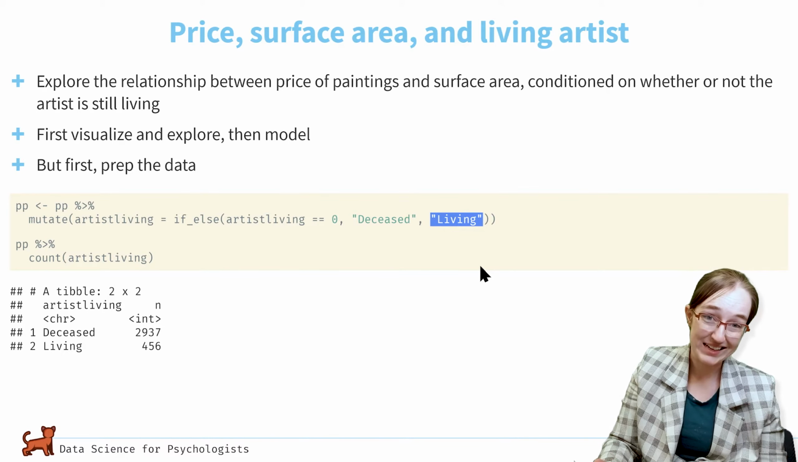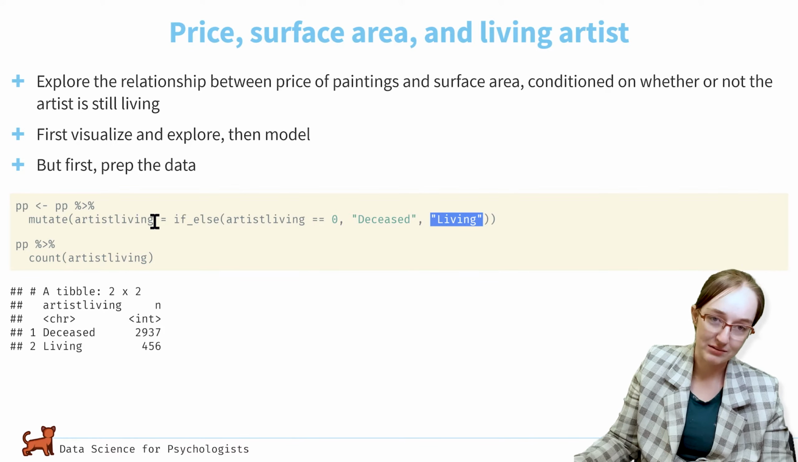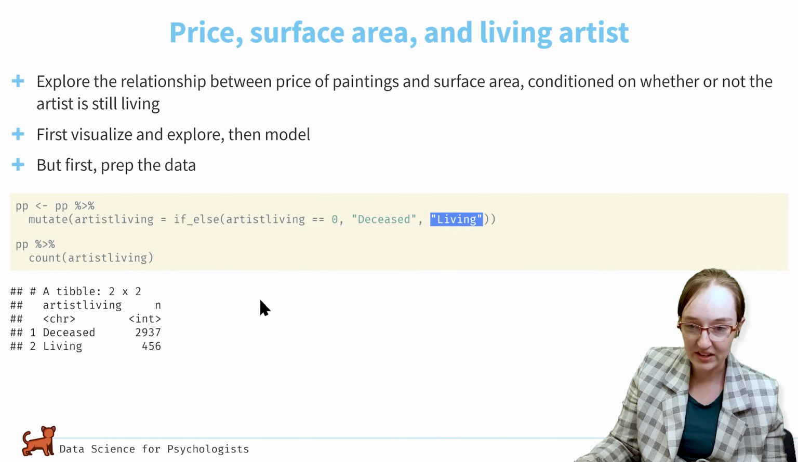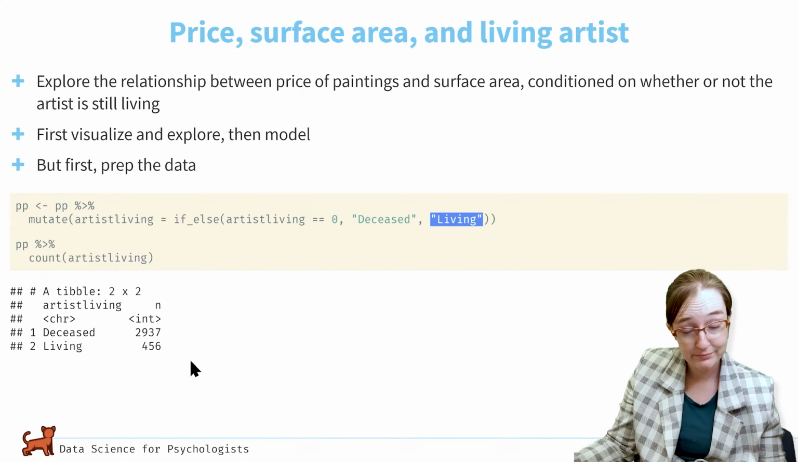If you've done anything in Excel, these logical operators are pretty much the same. We've made our new variable, artist living. Let's count it. So we can see in our data that most artists are dead. Well, now they're all dead because this is old data.